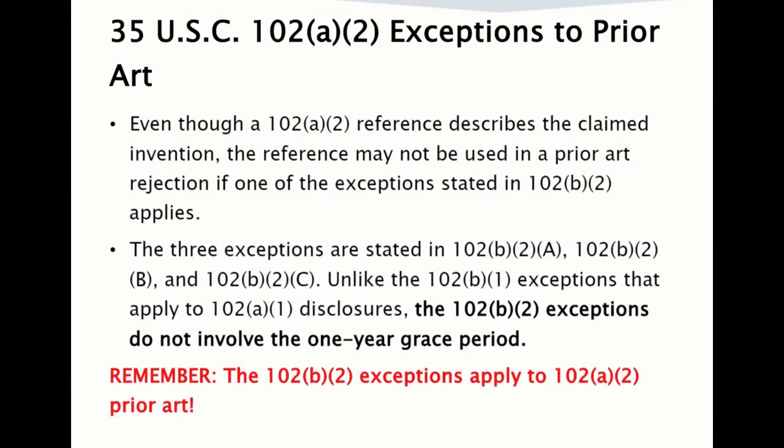Even though a U.S. patent document describes the claimed invention in accordance with 102(a)(2), the document is not prior art if one of the exceptions stated in 102(b)(2) applies. The three exceptions are stated in 102(b)(2)(a), 102(b)(2)(b), and 102(b)(2)(c). Unlike the 102(b)(1) exceptions that apply to 102(a)(1) disclosures, the 102(b)(2) exceptions do not involve the 1-year grace period.